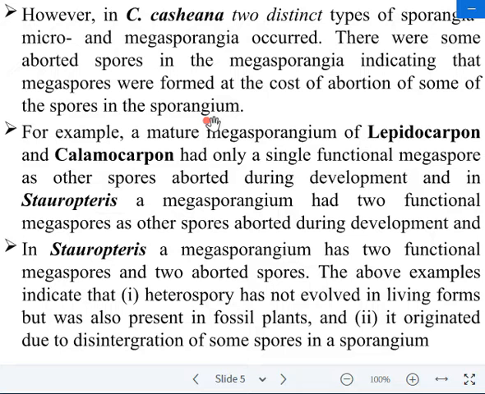In the case of homosporous, all the spores become functional, but in the case of heterosporous, particularly in development of the female gametophyte, some megaspores abort and some become functional. For example, a mature megasporangium of Lepidocarpon and Clamocarpon, both heterosporous ferns, had only one single functional megaspore out of 8 or 4, and the other spores aborted during development.